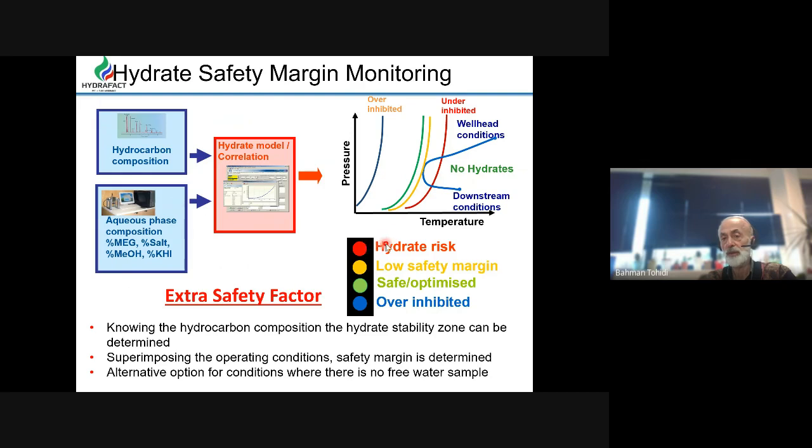So we can have a red light, if you want, but it's clearly shown. And then if we are just matching to be outside, then it is low safety margin. So that is the condition now. Okay, but we don't have much safety margin. This is amber light. But most companies want a 3 to 5 degree safety margin. So if we have a 3 to 5 degree safety margin, this is the safe zone.